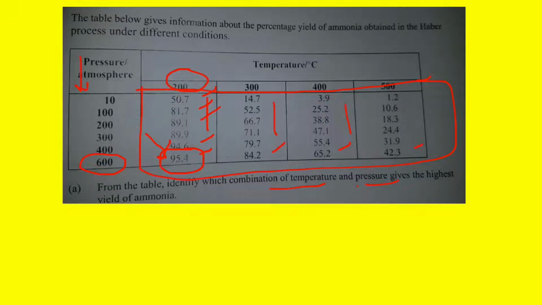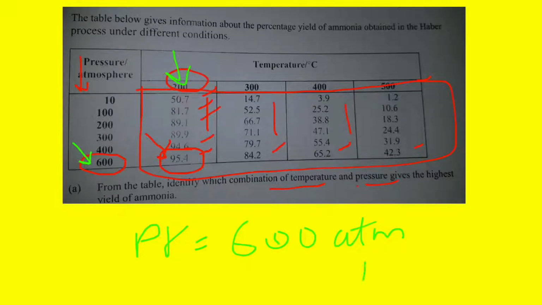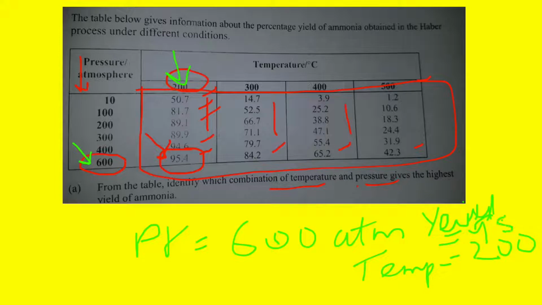So at the pressure of 600 atmosphere and at 200 degrees centigrade, we have to write like this: pressure of 600 atmosphere and temperature of 200 degrees centigrade. Yield equals to how much? Yield is 95.4, which is maximum. So in this way we can solve this first part.